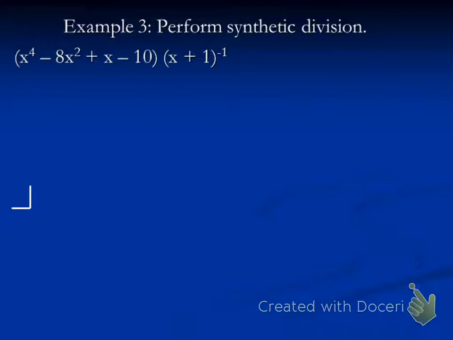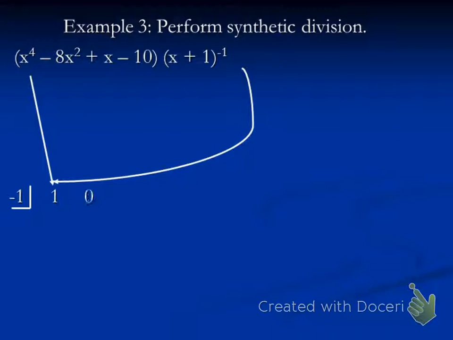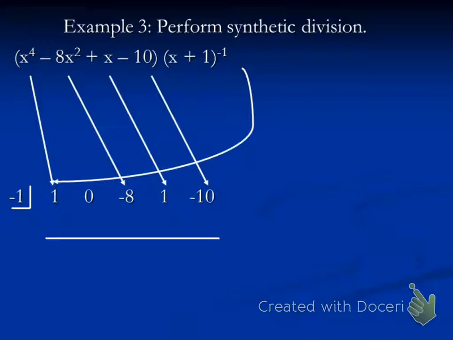The root of the divisor is what? What's the root of x plus 1? Negative 1 is the root of that divisor, so that goes in the little box. And then we're going to bring down our coefficients: 1x to the 4th, 0x cubed, negative 8x squared, positive 1x, negative 10 is my constant. Skip a line, draw a line, and bring down whatever the first term is. It could be a 5, it could be a 7. Whatever that first term is, you drop down. So you're going to bring down a 1.